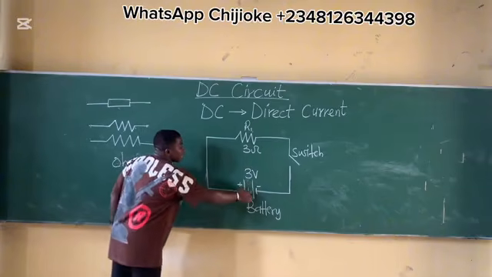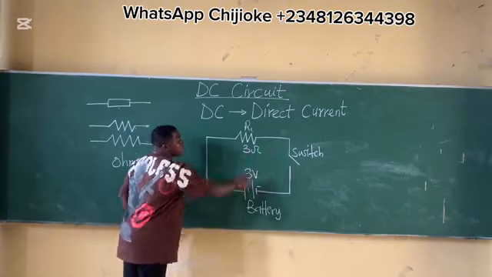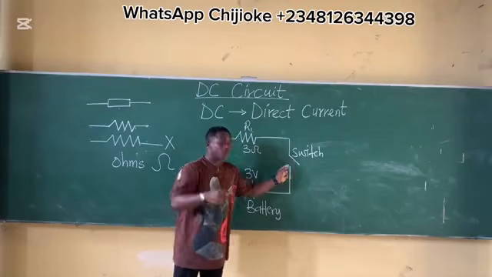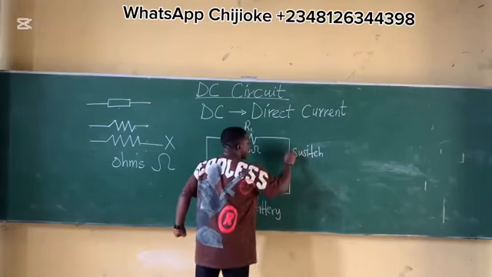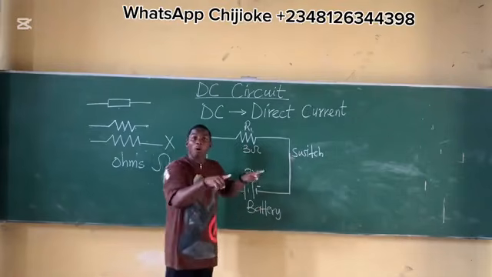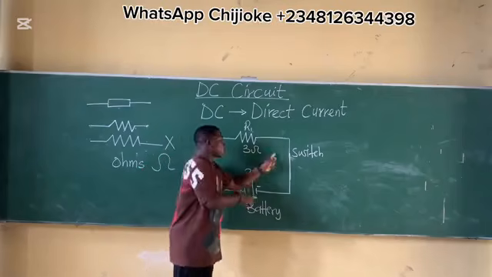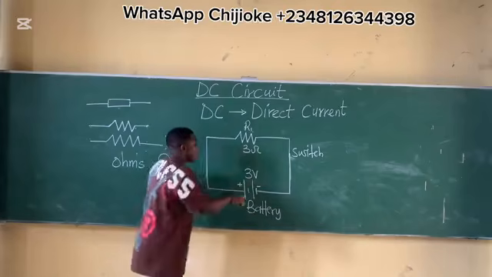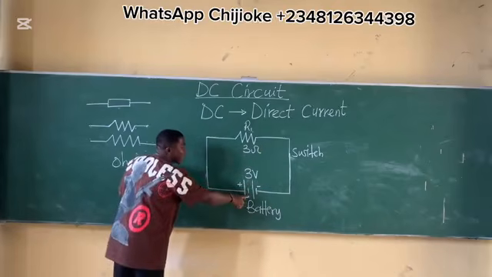This battery, when you connect it to a resistor and a switch, if the switch is like this, it is open. But when it is like this, it is what? Closed. Now when it is closed, there is supply of what? Current. But when it is open, there is no current. Are you following?